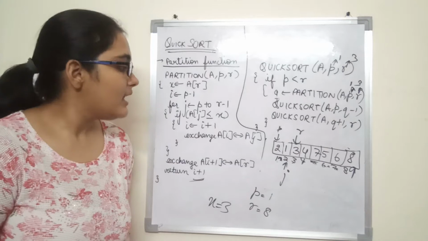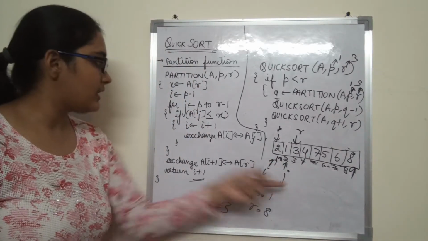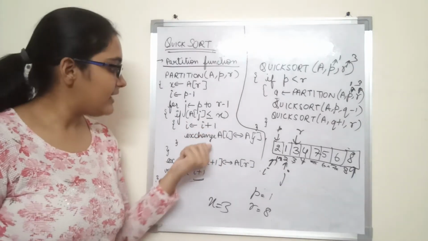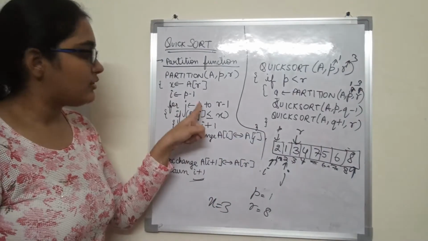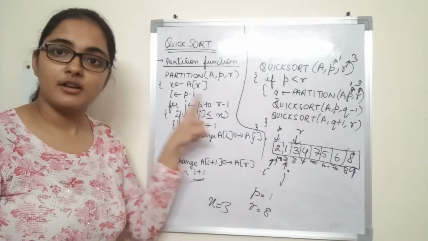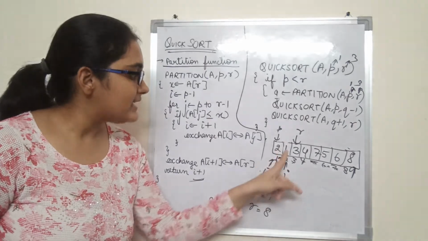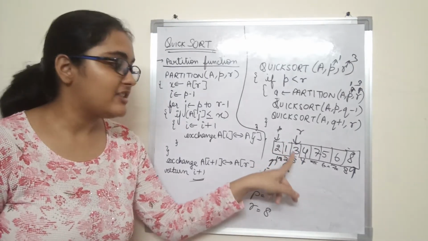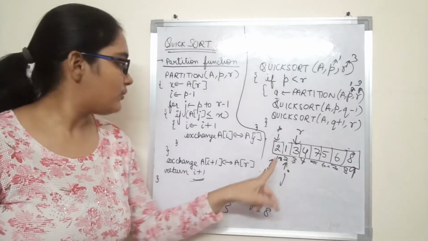J is incremented now, and I remains here itself, right? Because I is not incremented. I was incremented earlier. Exchange A of I with A of J; we have already done this. Now J will be incremented as a result of the increment operation of the for loop. So J will be incremented now. Now if A of J is less than or equal to A of R, or if A of J is less than or equal to X, is 1 less than or equal to 3? True. So what will happen?